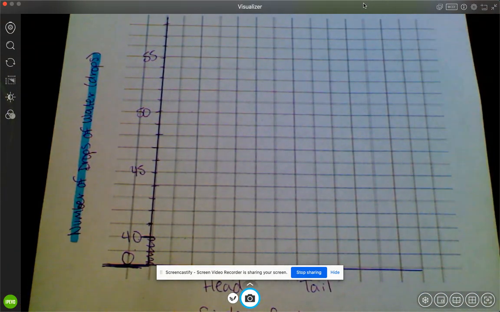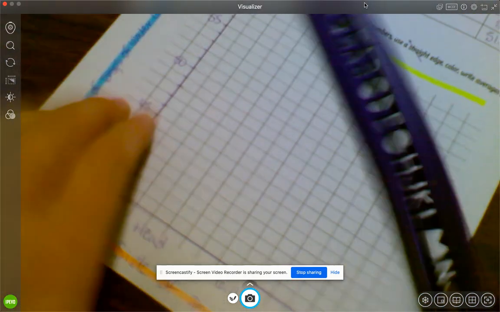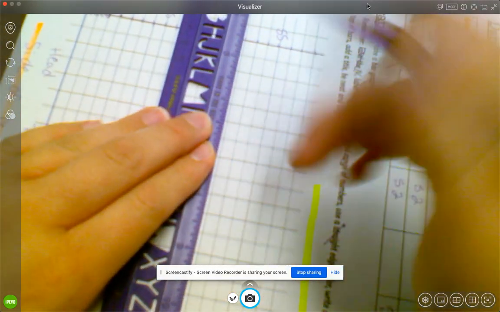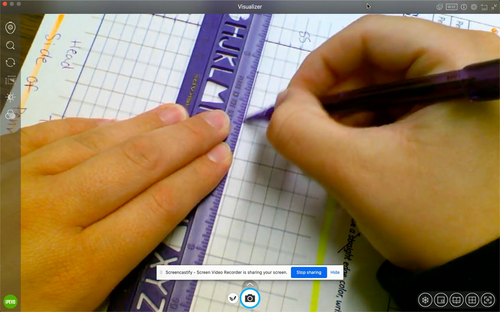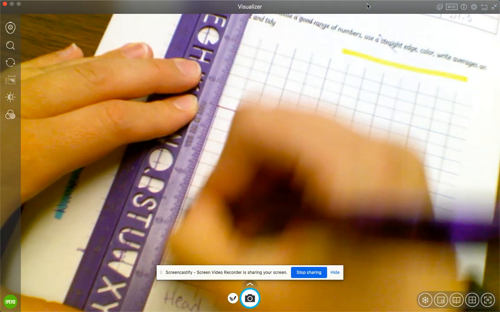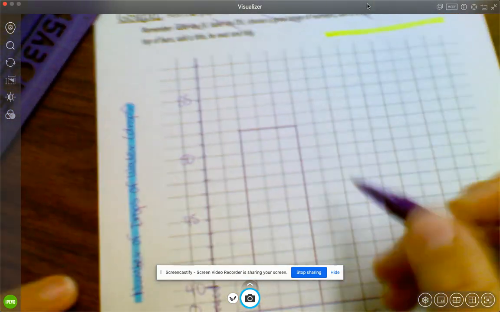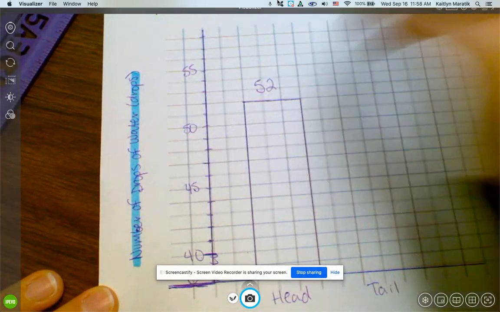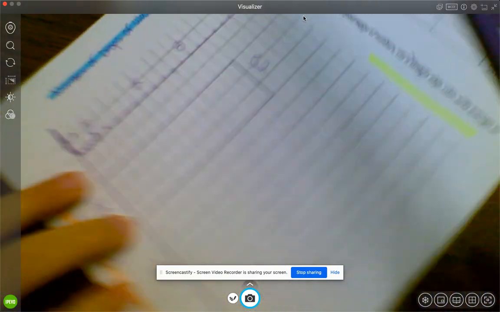So our first one is over the heads, we have 52. So 51, 52. Usually what I like to do is 1, 2, and then we need to go over where it says heads. And then, so there's our bar for heads. And we need to write at the top 52. That's our average. Now for pennies, or for the tail, it was 51.3.